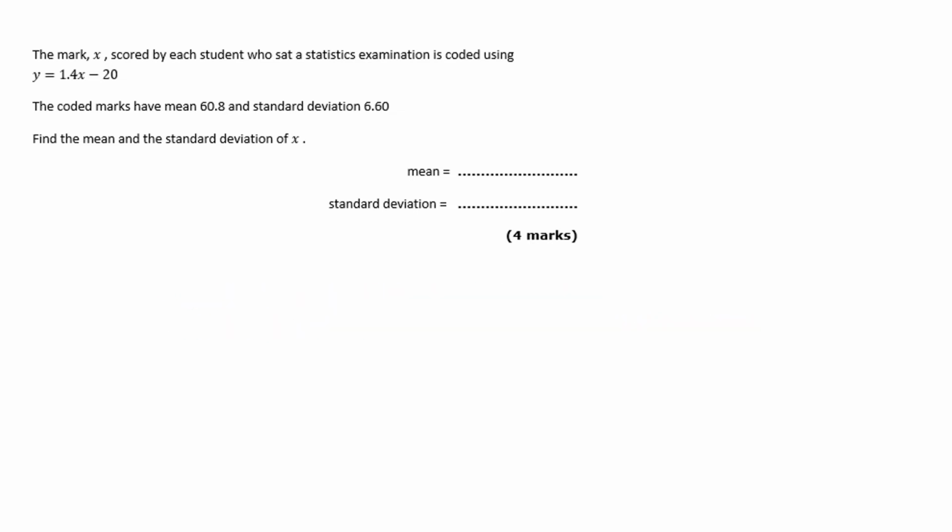Here we have some coded data. So some students have sat some exams, they've got some marks X, and to each of those marks you've timesed them by 1.4 and taken off 20 and got a coded set of marks which are Y. Now the coded set of marks have a mean average of 60.8 and a spread, standard deviation, of 6.6.